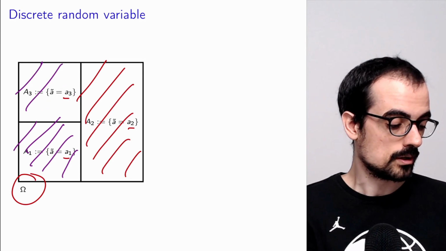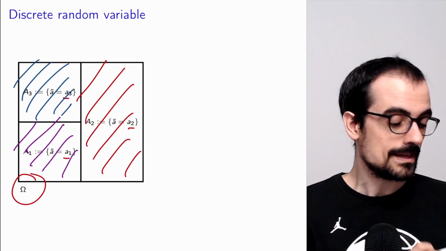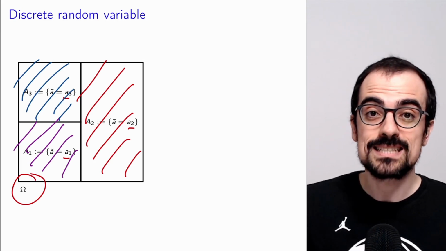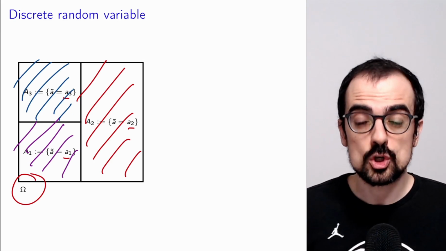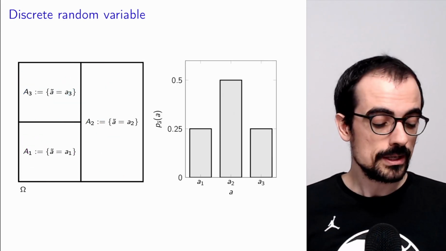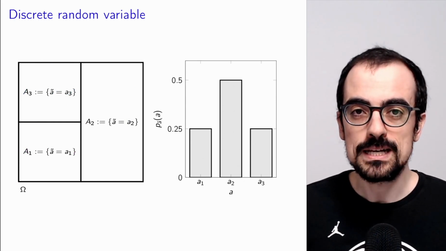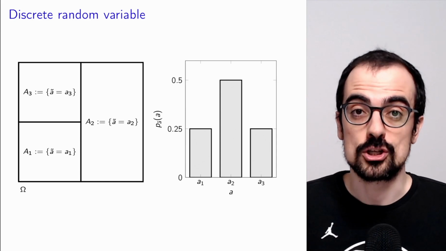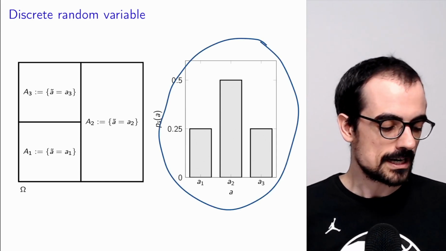And in order for the discrete random variable to be well defined, the probability measure of the probability space must assign a probability to each of those events. So then we can talk about the probability that the random variable is equal to a1, a2, or a3. And what we typically do is we encode those probabilities in the probability mass function of the discrete random variable, and that's what we use to manipulate the random variable.